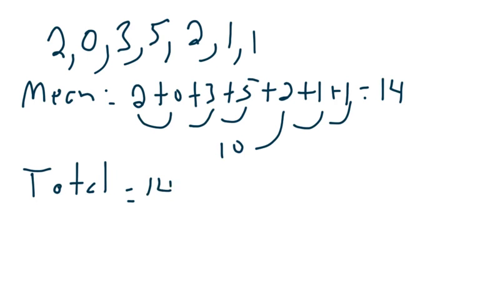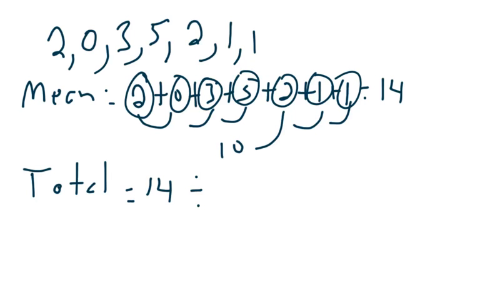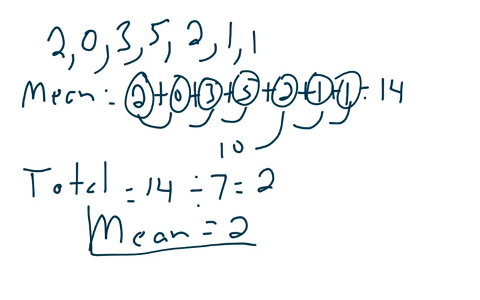So our total is 14. And we're going to divide that by how many pieces of data were in our data set. 1, 2, again, we count 0 because we asked someone how many pets they had. It's included. 3, 4, 5, 6, 7. 14 divided by 7 is 2. For the 7 people that we asked, the mean or the average number of pets that they own is 2.